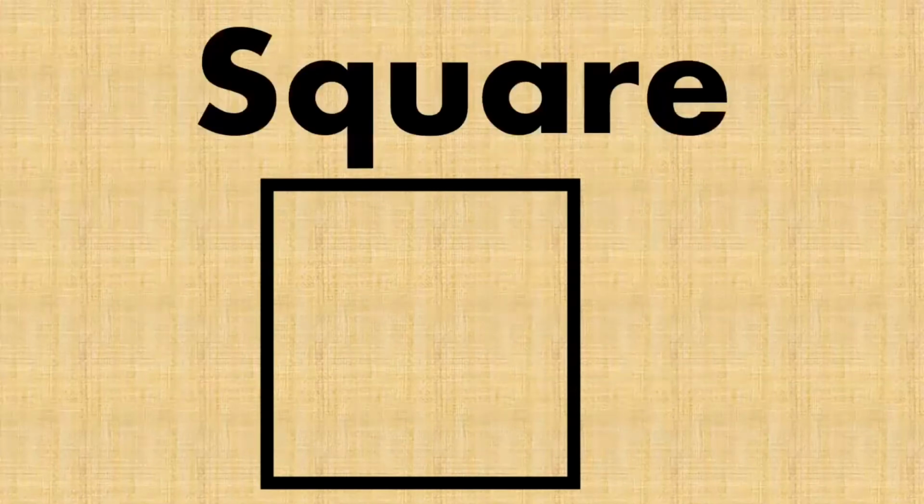Next one. Do you know what shape is this? This is a square. Square. Let's spell it together. That's S-Q-U-A-R-E. Square. Square. Great. Now I'll give you an example.